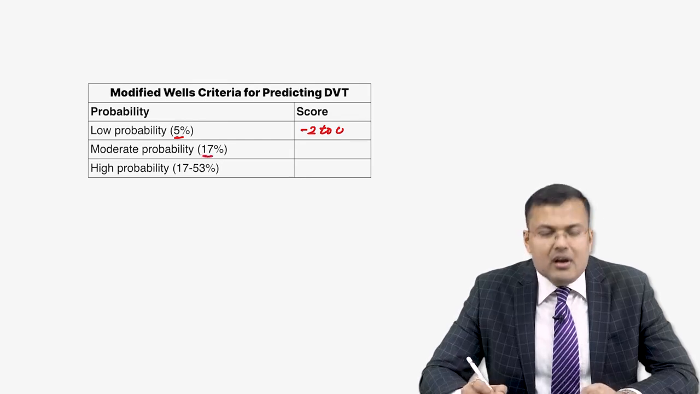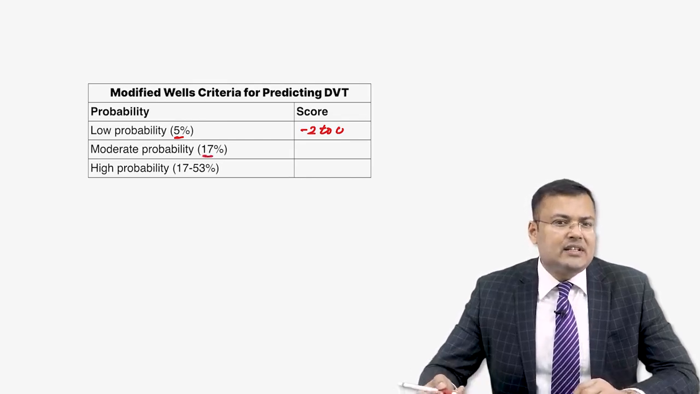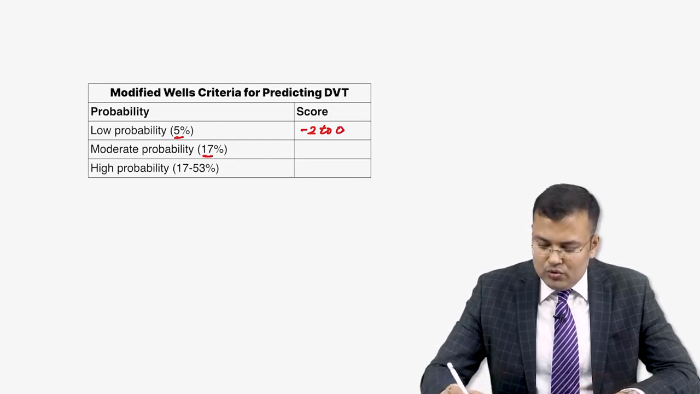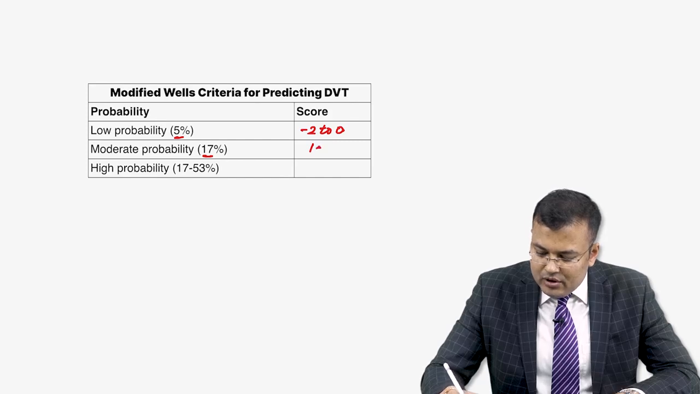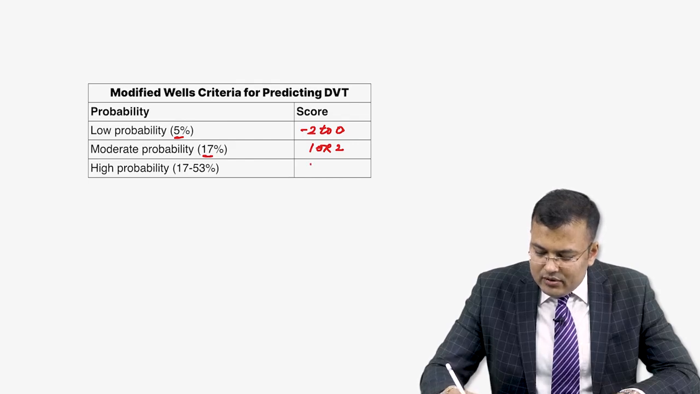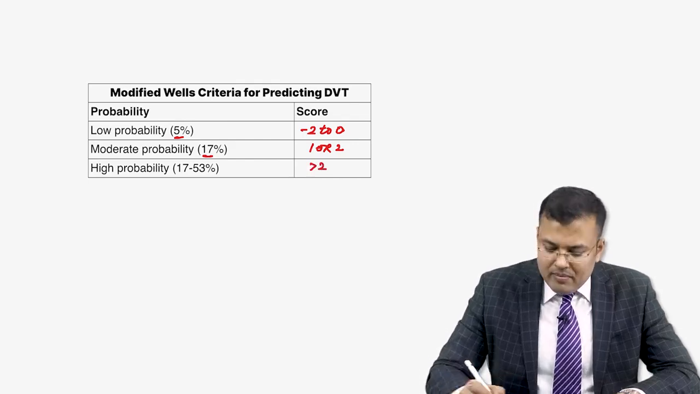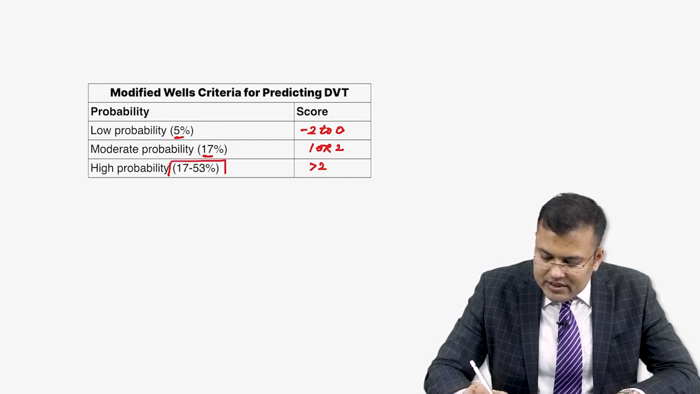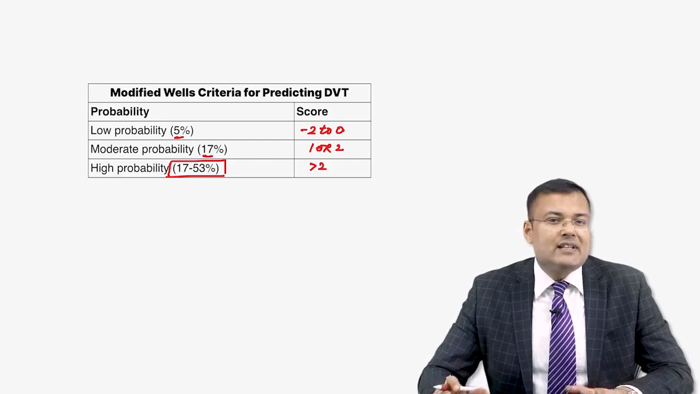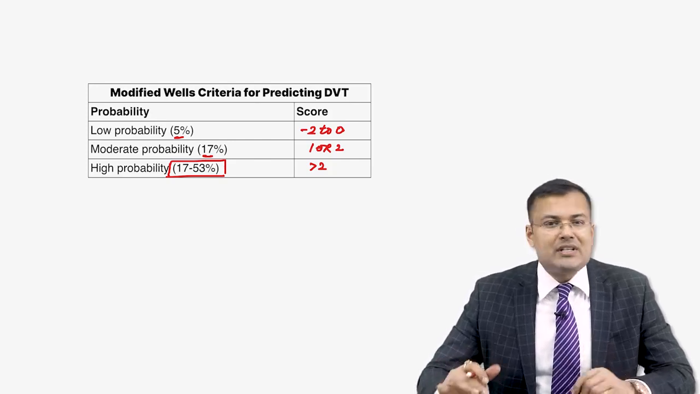Moderate probability, how many chances are there? 17%. And here, how much is the score? Score is 1 or 2. So if the score is 1 or 2, moderate probability, and whenever the score is more than 2, there is high probability. And can you see here, the percentage is 17 to 53. So this is the modified Wells criteria, one of the frequently asked questions nowadays.